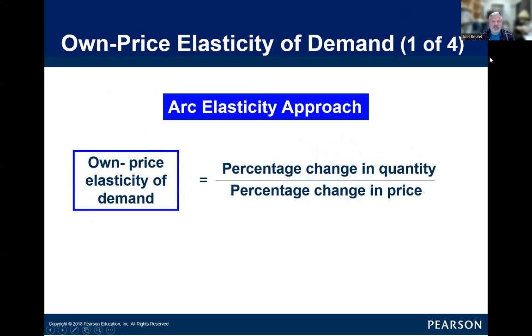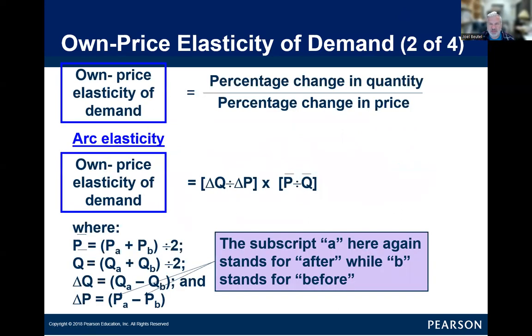So own price elasticity of demand is measured simply by doing the percentage change in quantity divided by the percentage change in price, but getting those percentage changes is a little convoluted using the math, right? So when we want to do this, we could represent it by that second equation, change in quantity divided by change in price times the price divided by the quantity. And if we're doing that, we've got these formulas for substituting in.